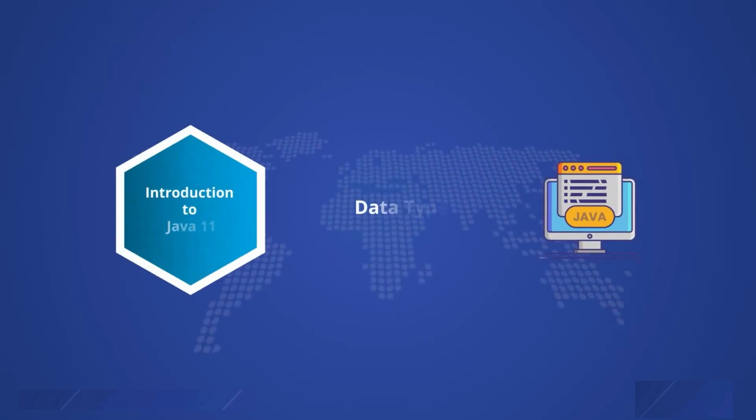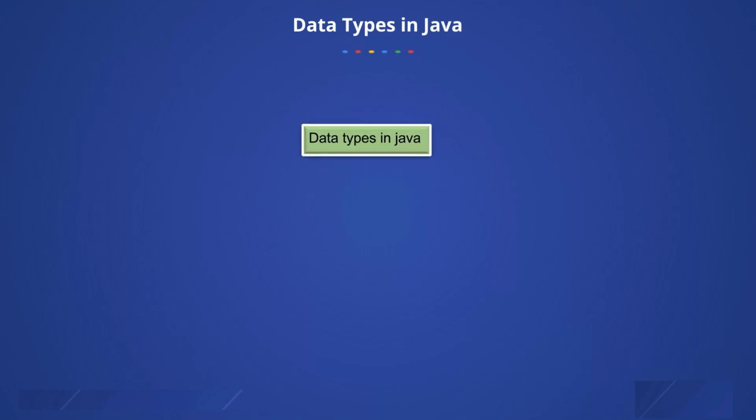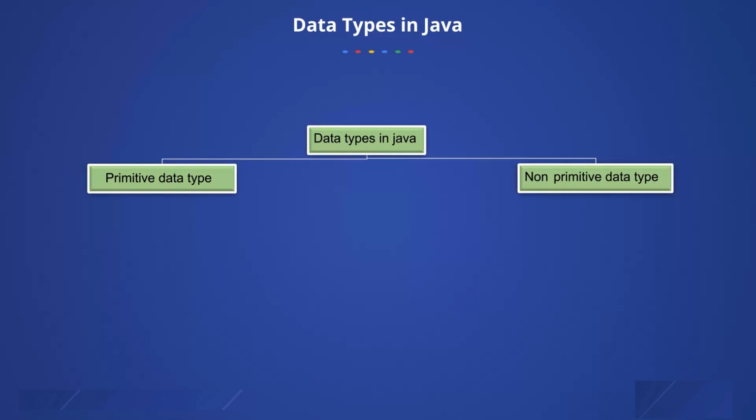Now let's understand about data types. So data types, generally in any programming language, are divided into two types: primitive and non-primitive. When they say primitive, it means mostly the standard data types, something basic. That's what they mean.